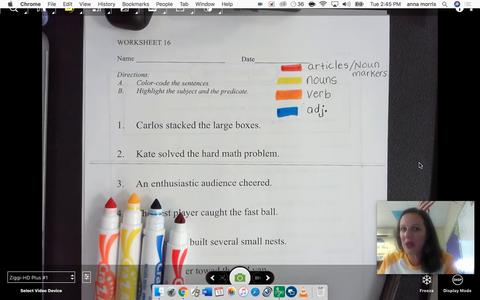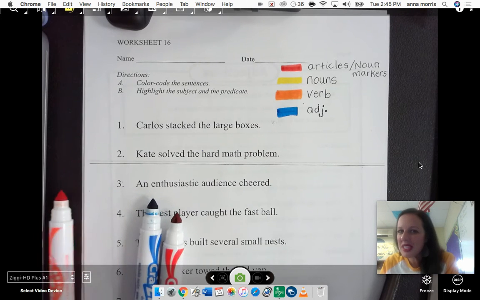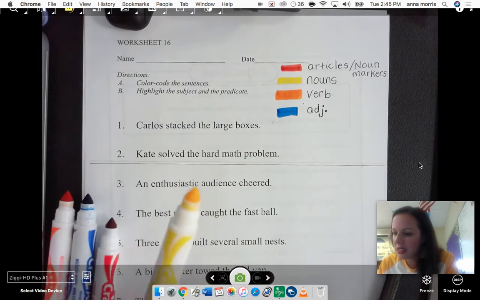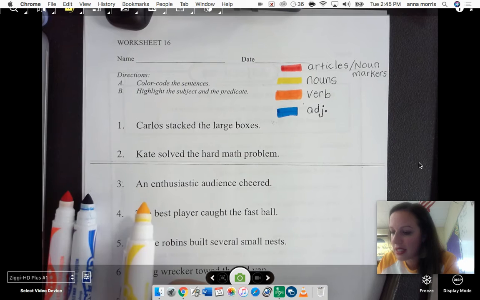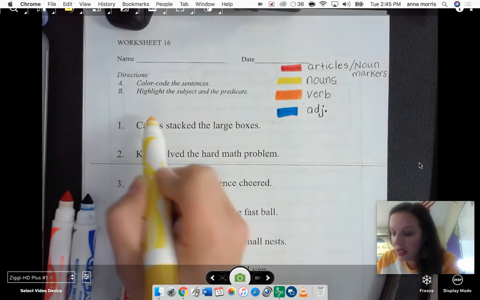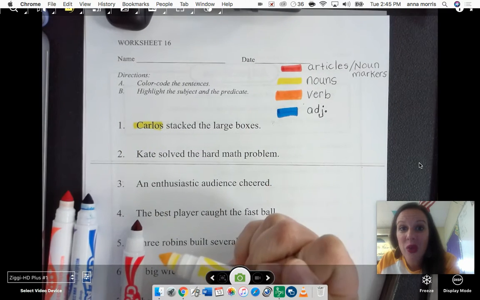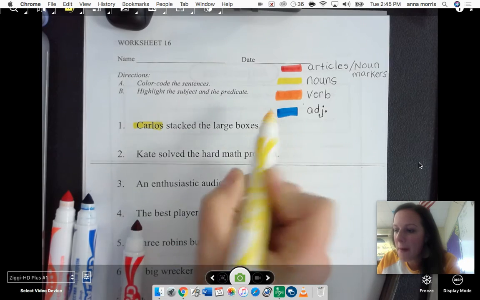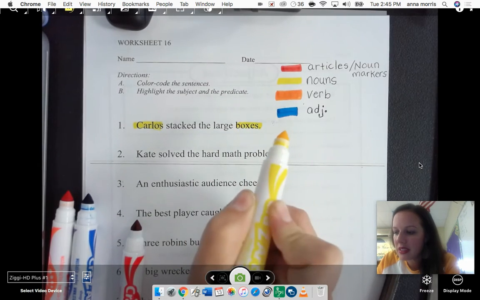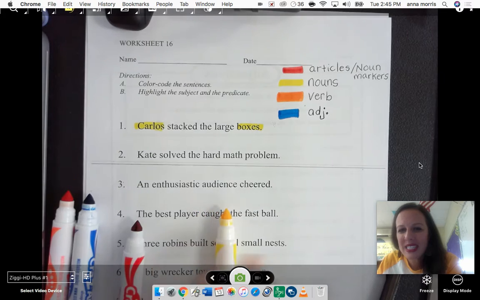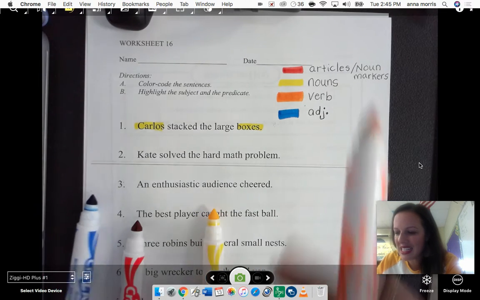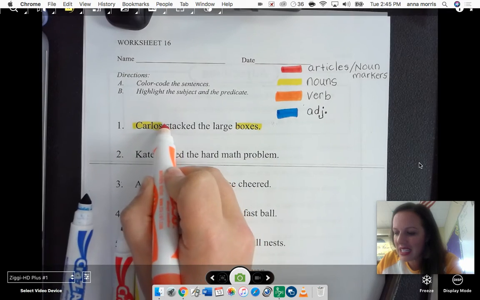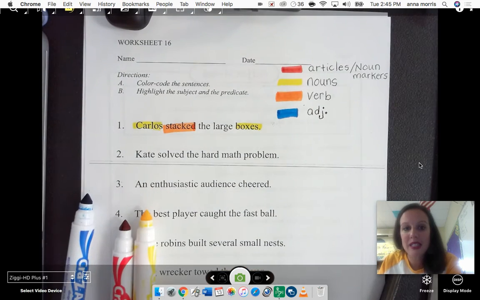So I'm going to show you how this works. We, of course, start with our yellow. Let's take this sentence. Carlos stacked the large boxes. The noun is Carlos. There's another noun. What is it? I hope you said boxes. Now, what did Carlos do? He stacked the large boxes. Stacked is my verb.